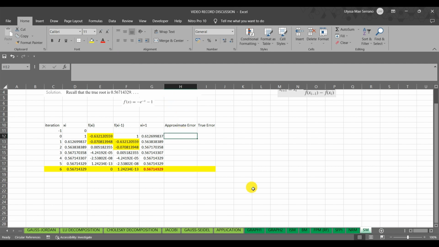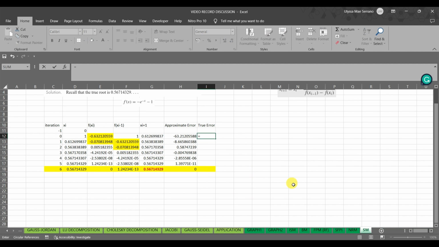And calculating for the approximate percent error, we will have here x sub i plus 1, the current minus the previous, divided by the current, multiplied by 100, so we will have here 63%. Same again, current minus the previous divided by the current multiplied by 100, and continue the calculation until the approximation is already equal to 0.